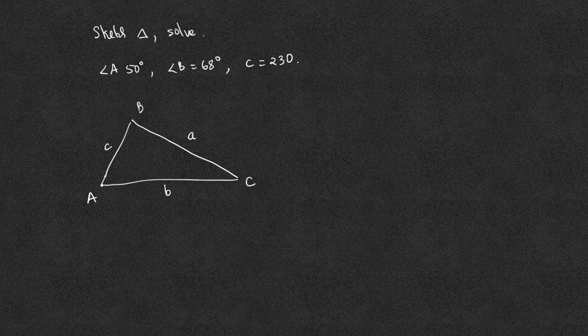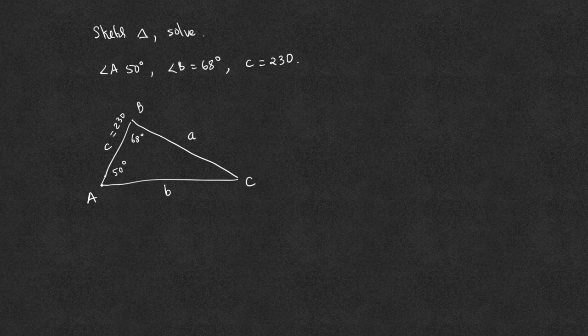We were given that the angle B has a measure of 68 degrees, not drawn to scale here. The angle A has a measure of 50 degrees. And the side c, it doesn't have the degree notation there, is 230. And we're looking for the missing sides and the missing angles if we are to solve the triangle.